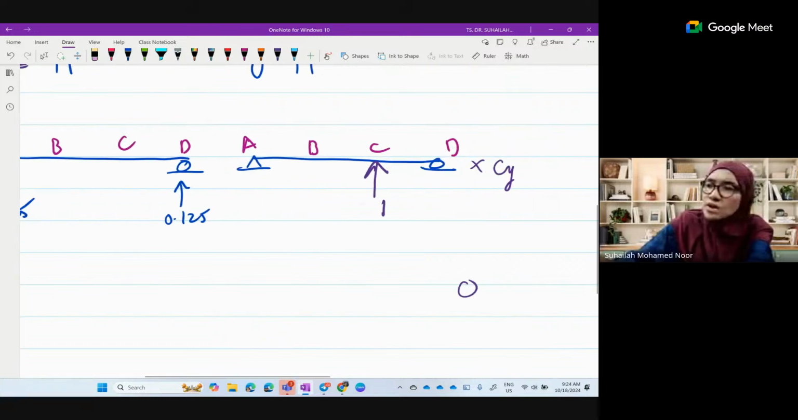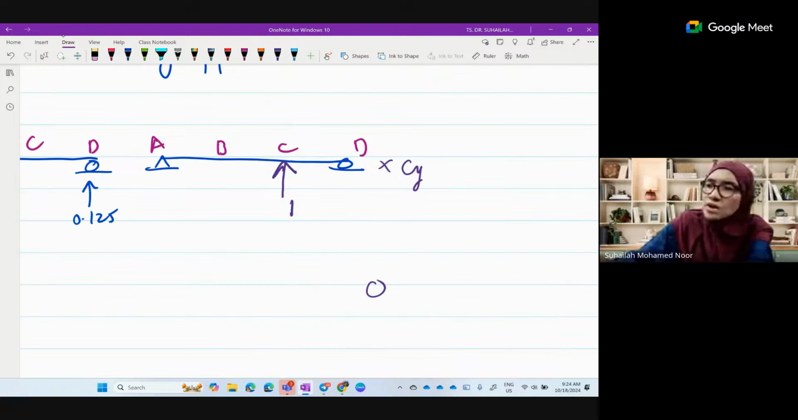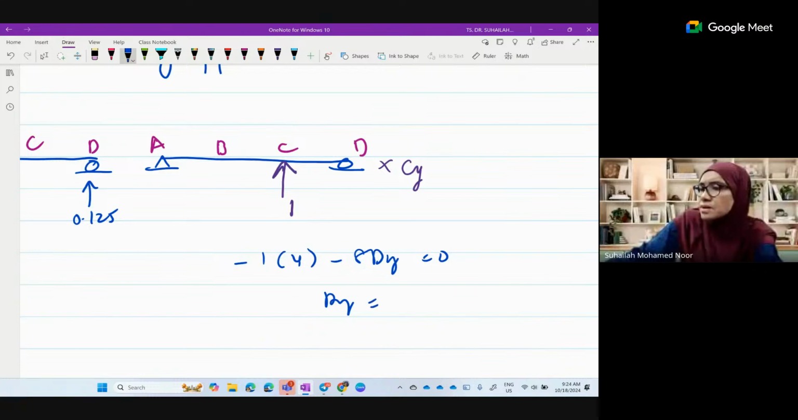Okay, now redundant 2. Redundant 2 kita nak dia negatif 1 kali 4 dengan tolak 8 DY kan. So DY, ni kosong. DY sama dengan negatif 0.5. Betul kan negatif kan? 0.5. So ini pun negatif 0.5. Betul? Check, cuba check.